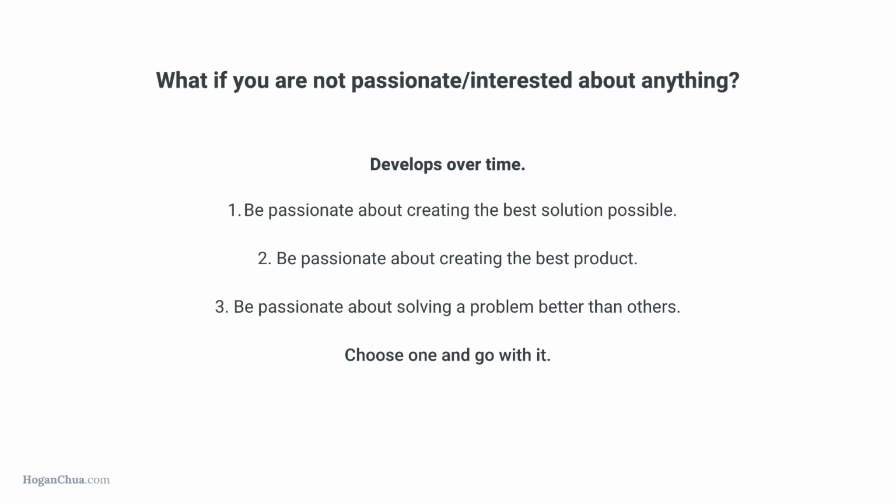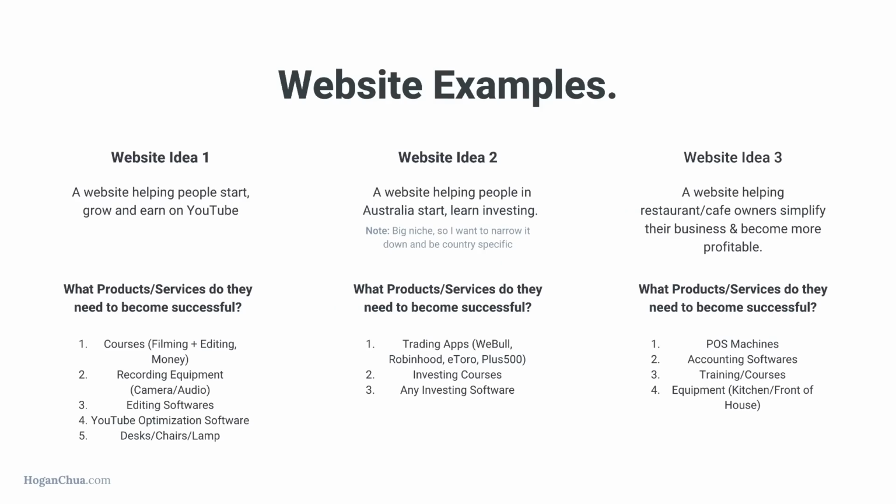So another idea that I have is that find something that you have a little bit of interest in, and then be passionate about creating the best solution possible. Be passionate about creating the best website, the best helpful resource that you can. Be passionate about helping other people solve a problem better than other people. So choose one and go with it. Don't overthink it. So basically from my interests and skills and my current problems, we've developed some website ideas, right?